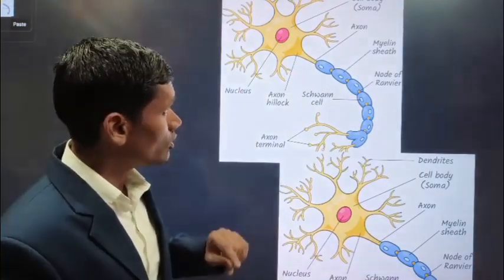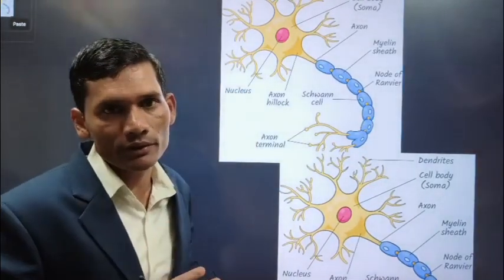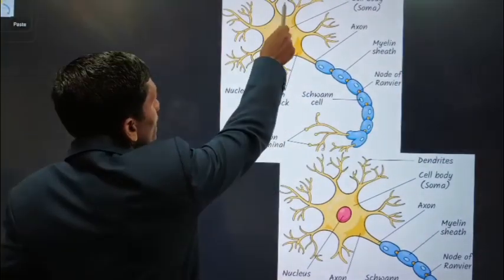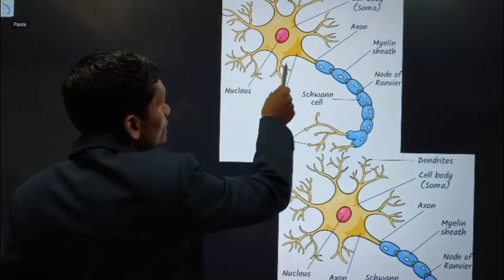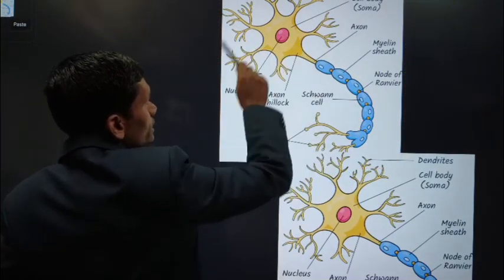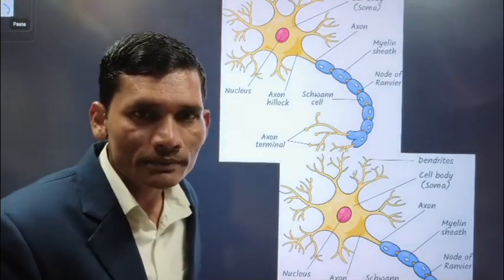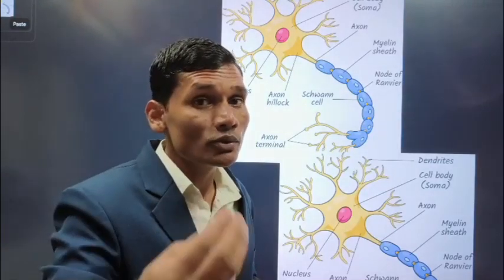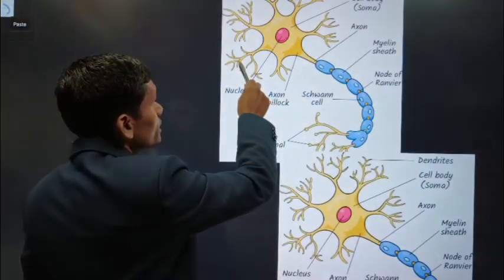How this neuron receives the information and how it transfers it, we are going to learn in this video. Here, these branches are called dendrites. This total structure is one neuron. For example, if you touch any hot object, that information is received from the skin, from those sensory receptors, by these dendritic tips.